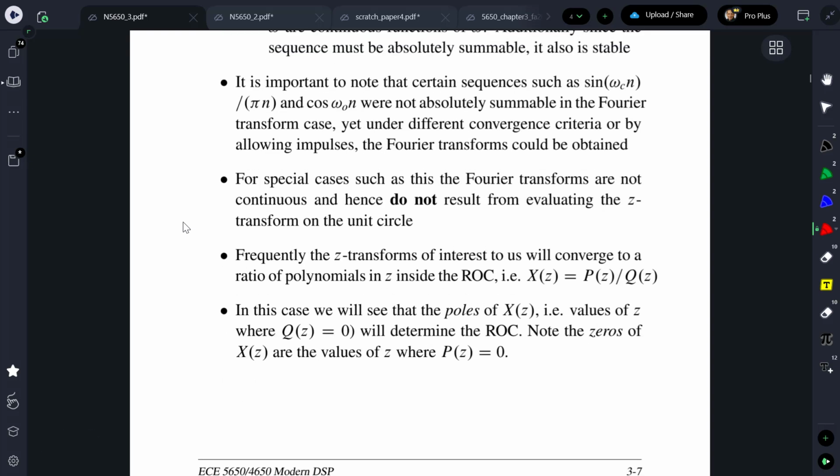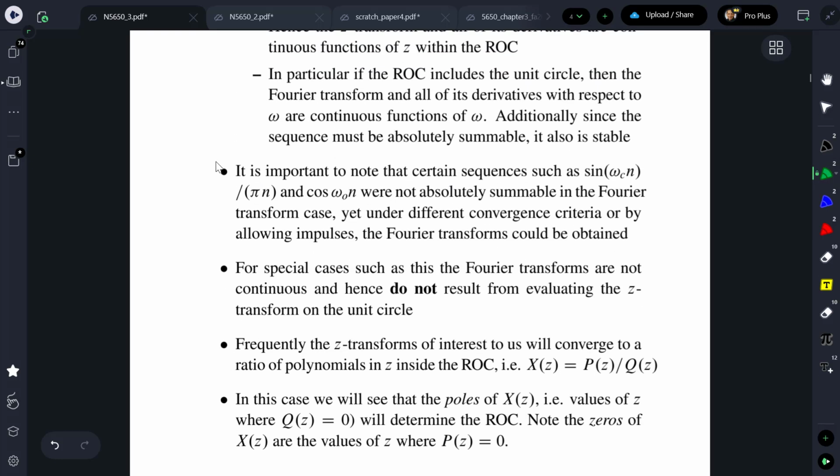Now, the big negative is, just like in the Fourier domain, certain sequences like the sinc function and cosine weren't summable in the case of the Fourier transform, and do not result from evaluating the Z transform on the unit circle. And this is probably something that you remember from the S domain and Fourier transforms.